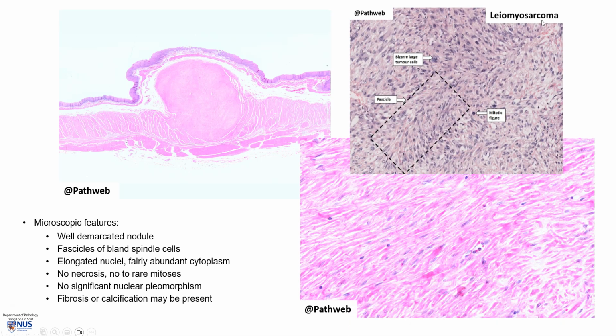For example, a leiomyosarcoma. As we can see here, there is more obvious nuclear hyperchromasia, enlargement, pleomorphism. There are higher N/C ratios, and we also have the occasional mitotic figure. Fibrosis or calcification, which are secondary degenerative changes, may sometimes be seen in leiomyoma.